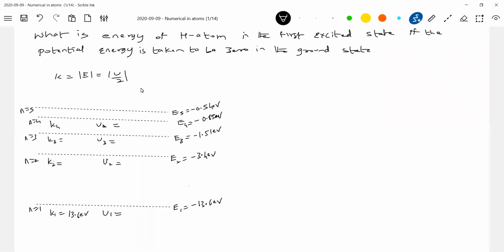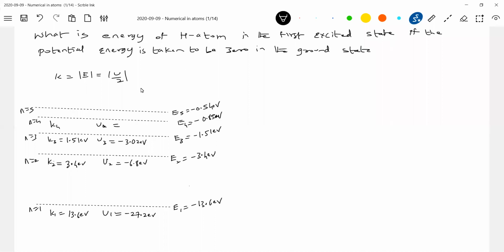What about this? Minus 27.2. K2 should be equal to mod of E, so this will be 3.4, and this will be minus 6.8. Similarly, this will be 1.51, and this will be minus 3.02. These are the energies here.